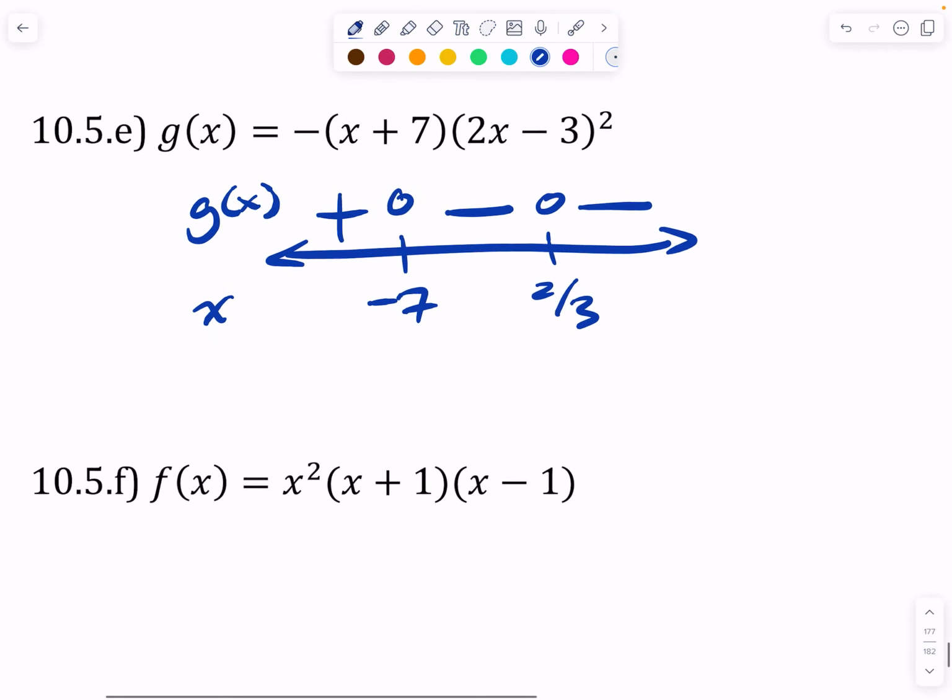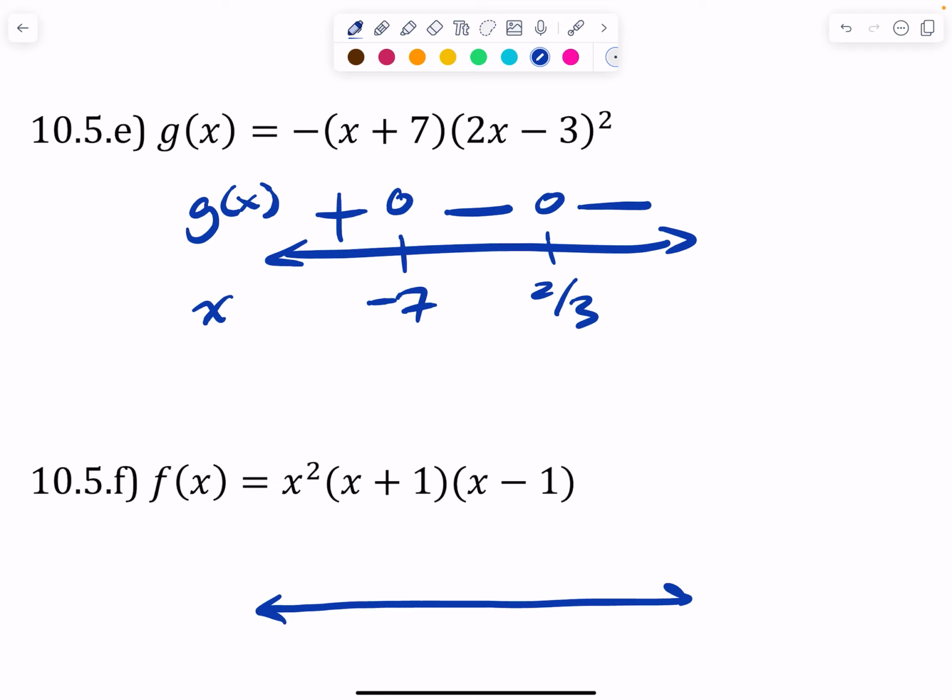To the next. We got f of x. We've got 3 zeros here: -1, 0, and 1. And again, they all cause the function to have a value of 0.